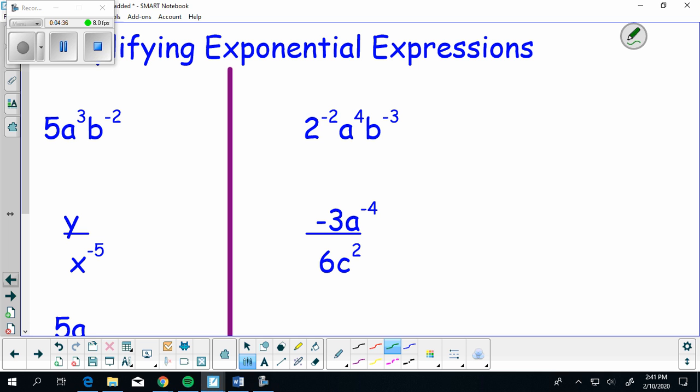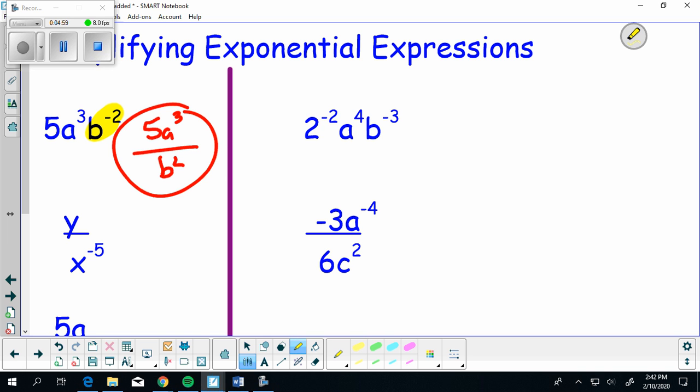Okay, so I have multiple examples here. What I'm going to do is highlight the negative exponents and make those happy. If there are any numbers, once I make them happy, that I can put into the calculator, I'm going to do that. So 5's fine, a to the 3rd's fine, b to the negative 2 means b moved to the bottom. So 5a to the 3rd over b squared is the answer.